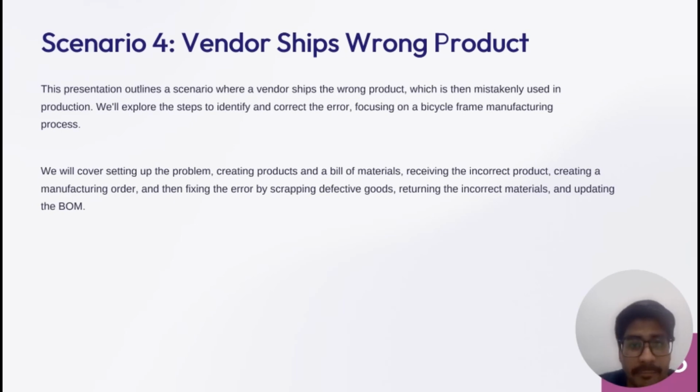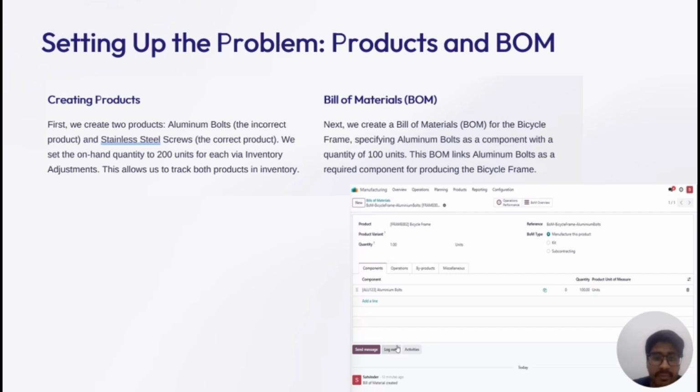Let us start by setting up the problem in Odoo, simulating the situation where the wrong product is received and used in production. We will create the products, set inventory levels, and set up the bill of materials (BOM) for bicycle frames. First, we create the incorrect product, aluminium bolts, in the inventory module as a storable product. We set the on-hand quantity to 200 units for aluminium bolts to simulate the stock. These bolts are incorrectly received from the vendor, and we track them as part of the bill of materials (BOM) for bicycle frames.